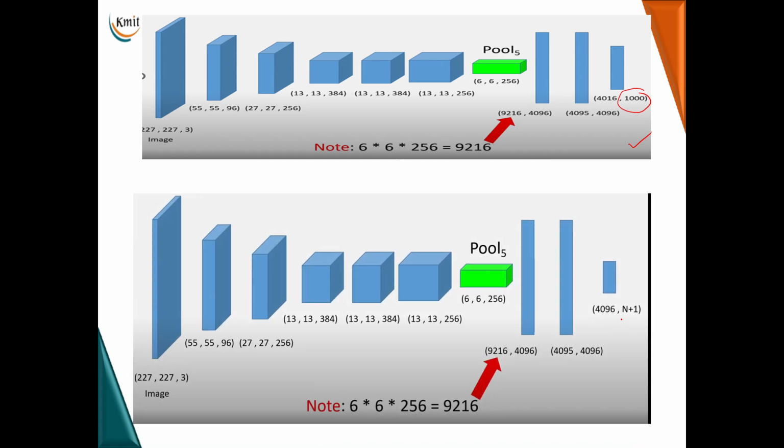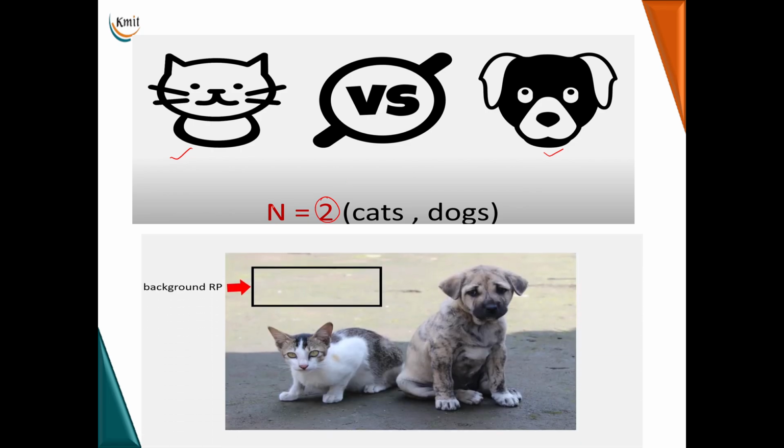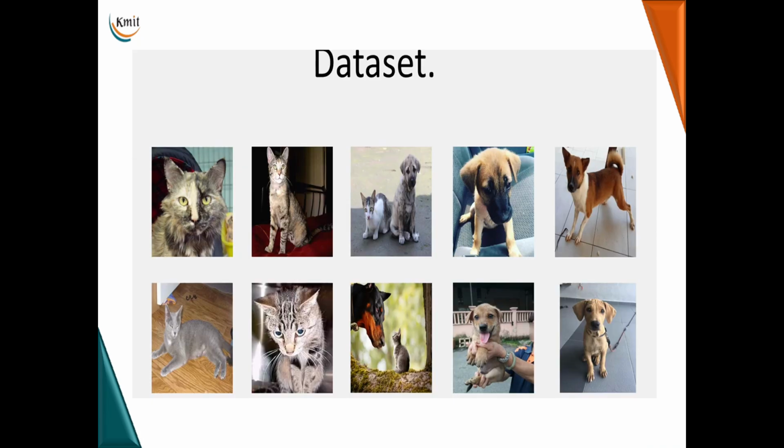So I will replace it with 4096, n+1. Now why is this plus 1 used? For example, you have 2 class labels, dogs and cats. So n will be equal to 2, but I will be adding plus 1 here. That 1 represents background. That plus 1 is added to classify if the proposed region is a background, as can be seen in this image. So n plus 1 will be equal to 3 when I am talking about classifying images as dog or cat.